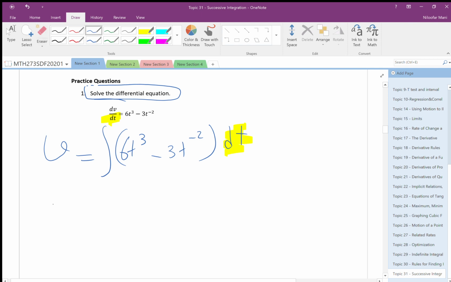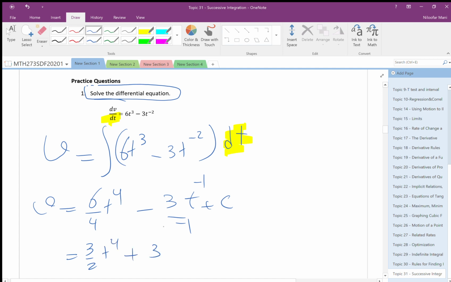So v here is the integral, and you do 6 divided by 4, t to the power 4, because it's just a power function, minus 3 divided by t to the power, if I have minus 2 plus 1, minus 1, and divided by minus 1, plus c. So I have 3 over 2 t to the power 4 plus 3 over t plus c.